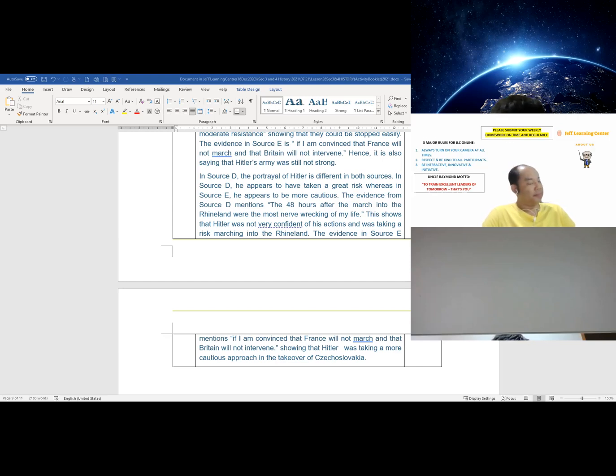Can you repeat your answer again, Ethan? Source D and source E are similar in telling me that Hitler's army is not strong. This is evident in D. If French had opposed us, then we would have to withdraw. This means that the military capability of Hitler's army was weaker than the French. This is evident in E. Only decide to take action against Czechoslovakia if I am convinced that France will not march and Britain will not intervene. This means that Hitler only has the strength to take over Czechoslovakia if France and Britain do not intervene, showing that Hitler's army is weak. Well, you finally pronounced the second word Czechoslovakia. Well done. That is similar.